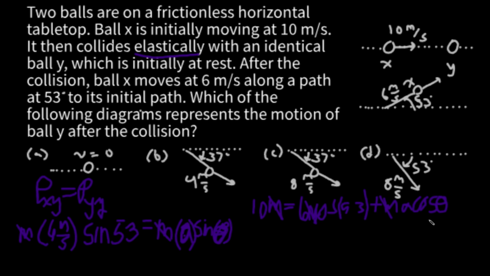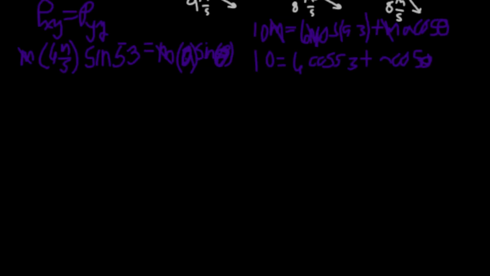So we know 10 is going to equal 6 cosine of 53 plus a cosine of theta. Scroll down here so we have a little bit more room to work. We will be going back to the question. What we have now is two equations with two unknowns. We gotta solve for our unknowns.